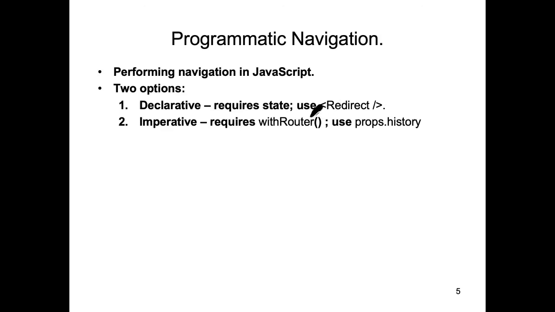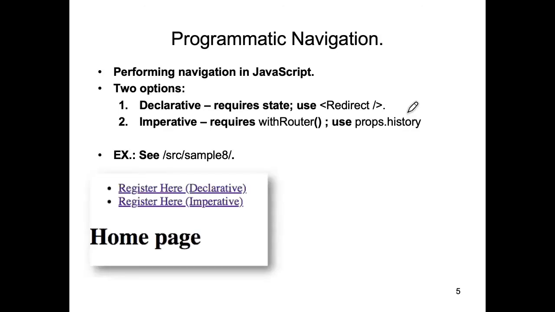The imperative approach is where you use the withRouter function that we saw the last day, and you use a special prop called history. History is available to our component that wants to carry out the programmatic navigation, but this history prop is only available if you use this withRouter function. So it's one of these additional extra props, and its specific purpose is to allow you to perform programmatic navigation.